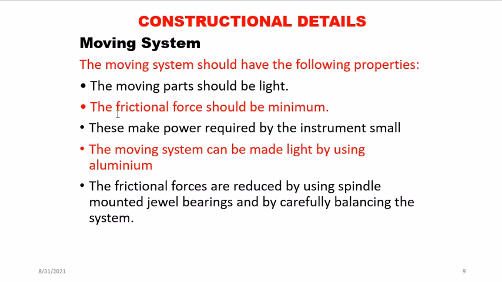The second one is the frictional force should be minimum, because you cannot have zero friction, so it should be minimized to the best we can. And this makes the power requirement of the system very small, because if something is light and the friction is small, then there will be ease of movement, therefore the power requirement should be small. And the moving system can be made using light materials like aluminum. Aluminum, we know it is a metal, but it is not heavy, so it satisfies the requirement for the moving system of any analog instrument.